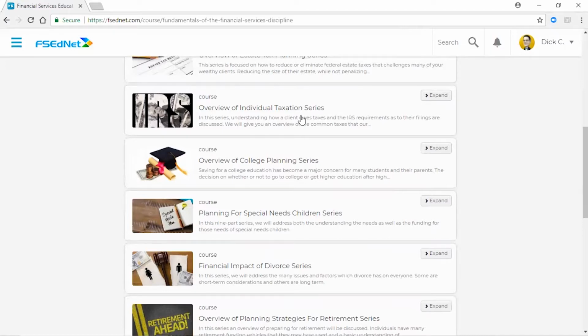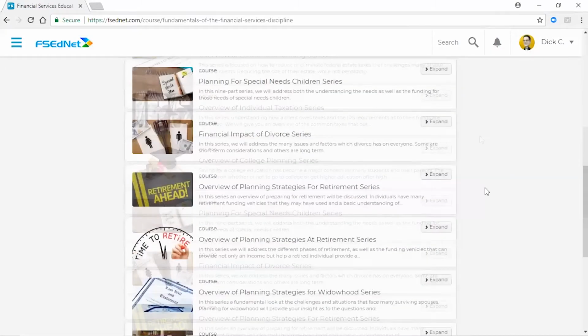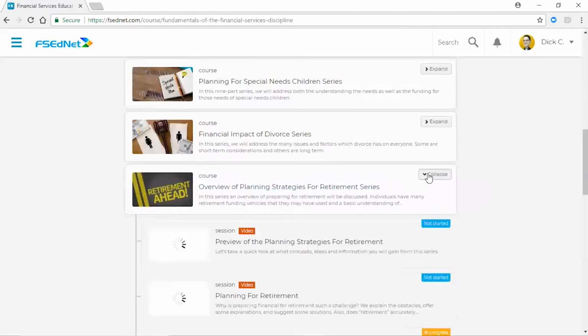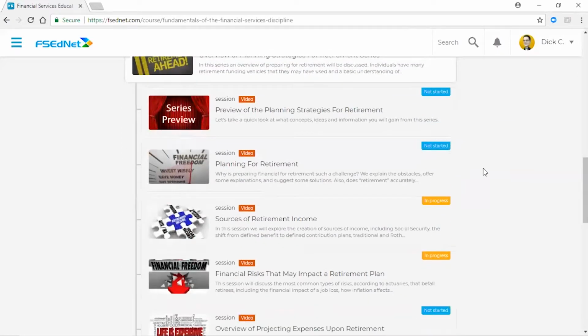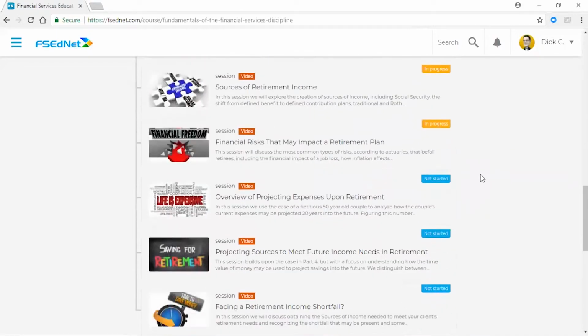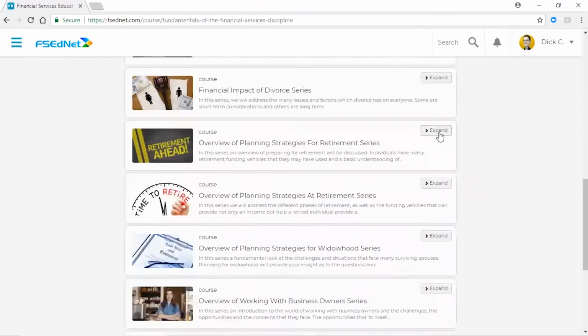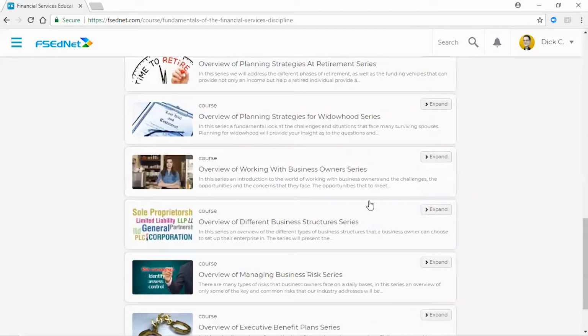Understanding Individual Income Tax series, Planning Strategies for Retirement series, which is focused on pre-retirees ages 50 to 65 as they prepare for their retirement. This is followed by our series on Planning Strategies at Retirement, preparing so retirees won't run out of money and won't be left alone. Also, the Final Stage of Retirement, Planning for Widowhood series.